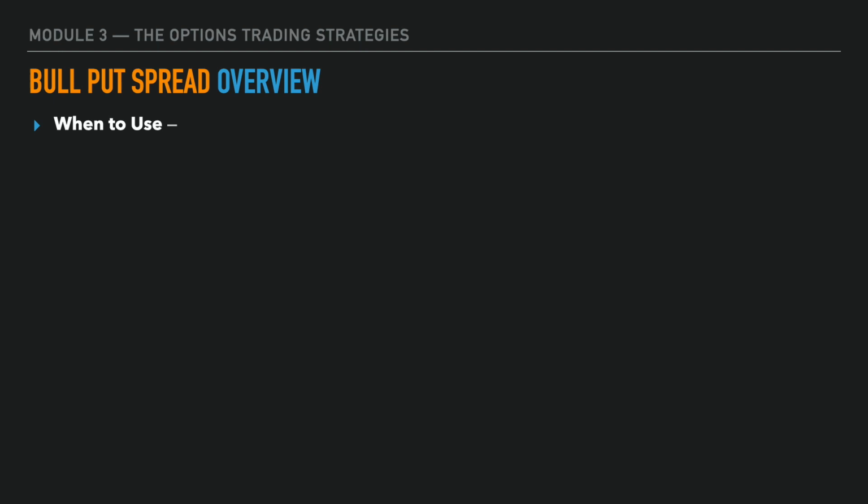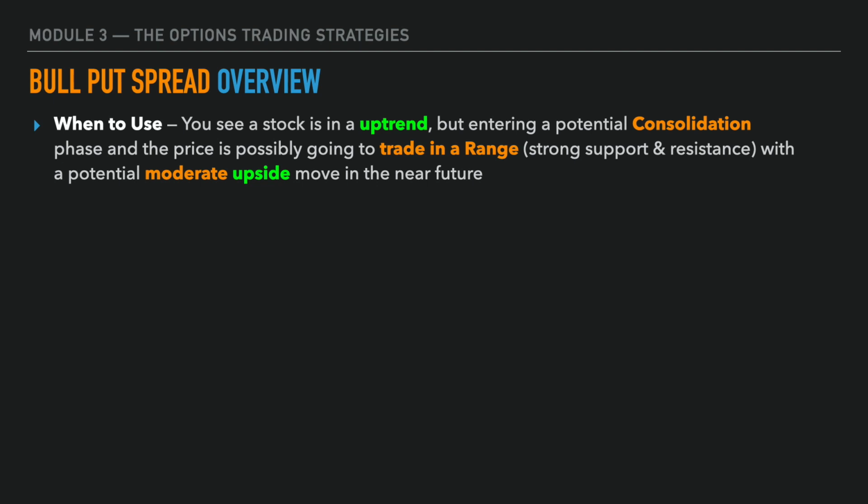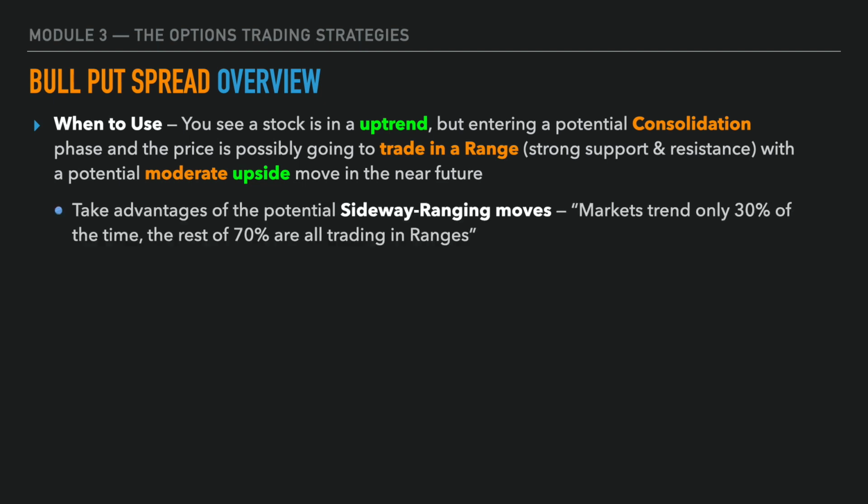Cool, now let's move on and see how the bull-put spread works. The best time to consider using a bull-put spread is when you see a stock is in a healthy uptrend but entering a potential consolidation phase. You believe the price is highly likely to trade in a range with strong short-term support and resistance levels, also with a potential upside move in the near future. Simply put, a bull-put spread can help traders to take advantage of the sideways range moves in the uptrending market.